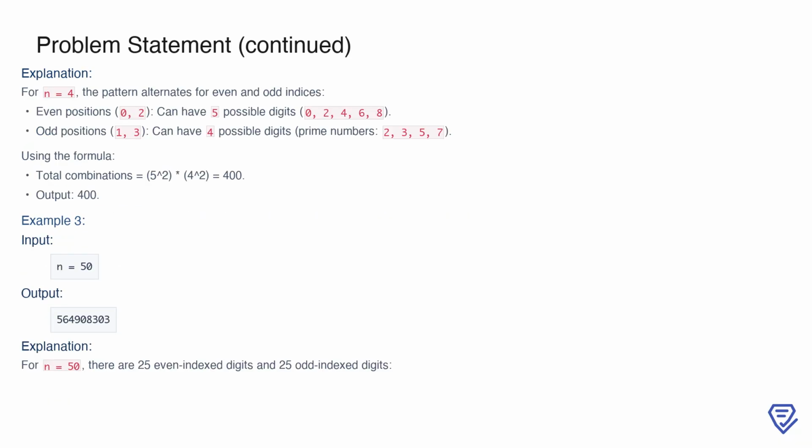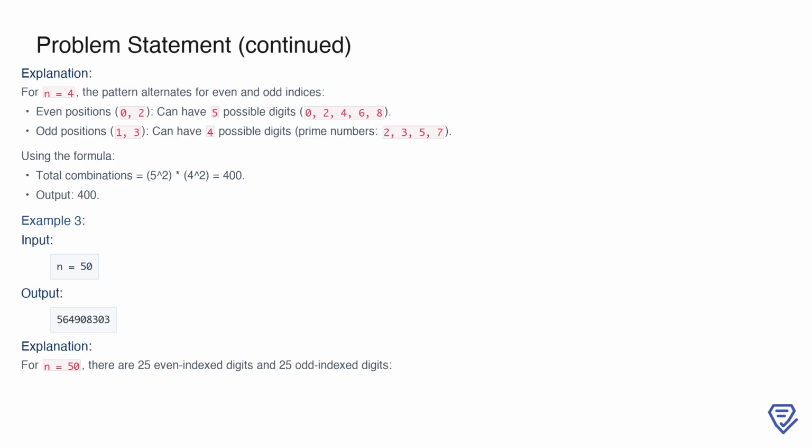For larger inputs, the pattern remains consistent. If n is 50, we have 25 digits at even indices and 25 digits at odd indices. The digits at even indices can each take one of 5 possible even values, and the digits at odd indices can each take one of 4 possible prime values. To calculate the total number of good numbers, we compute 5 raised to the power of 25, multiplied by 4 raised to the power of 25.